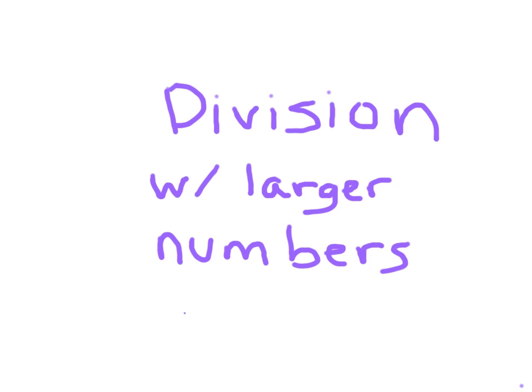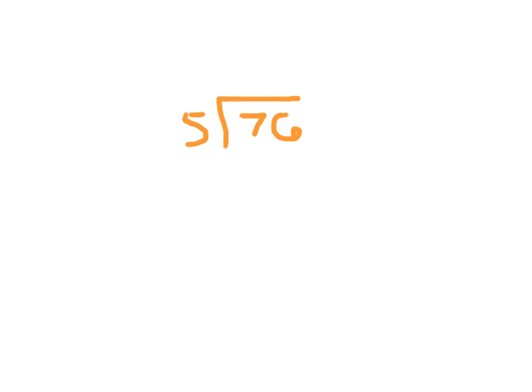Let's work with division with some larger numbers. Here we have 76 divided by 5. Our divisor is 5, that's what we're dividing by. And so we're dividing 76 by this 5. We first look at the tens place, 5 going into 7, or 7 divided by 5. 7 divided by 5 is 1.